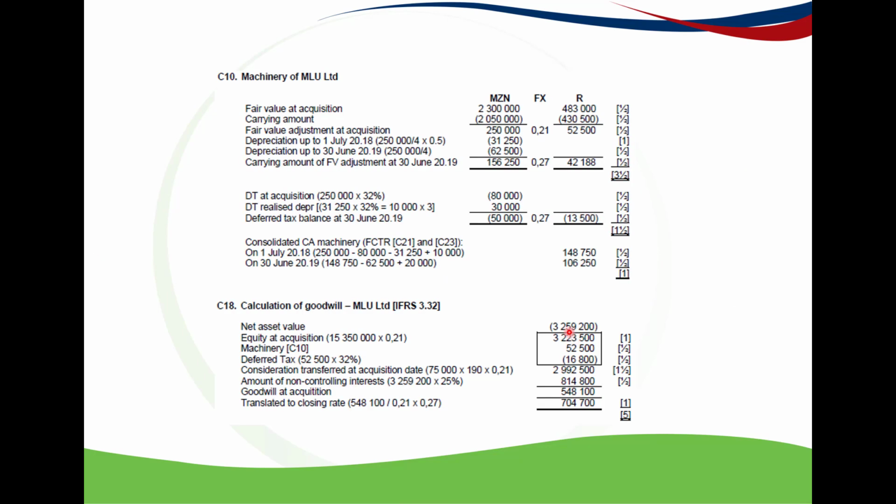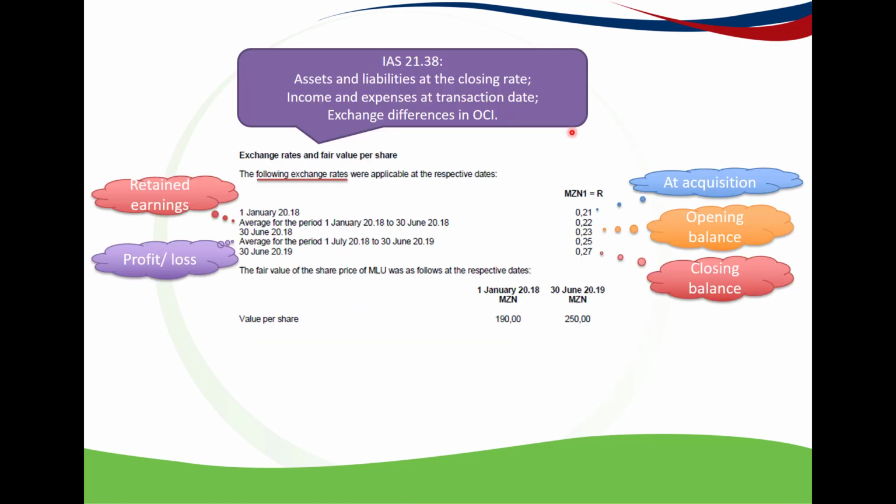So if we take a step back and calculate the goodwill of our foreign operation at acquisition, we first calculate what is our fair value adjustment at acquisition. It's 250,000. Using the exchange rate at acquisition, we know it's 52,500 Rand. It's also just interesting or important to note in this case whereby we say 250,000 times the exchange rate for the Rand. How do we know when to multiply, when to divide?